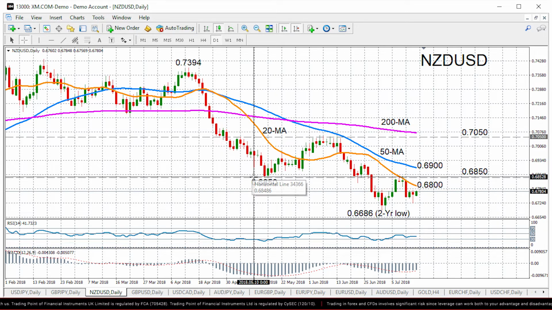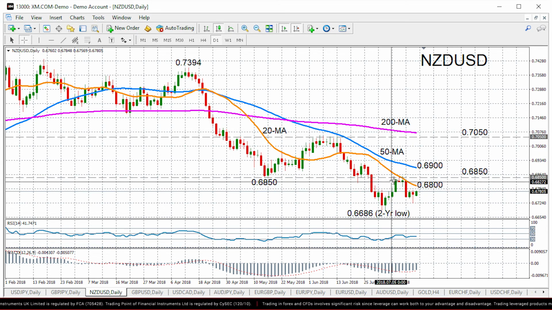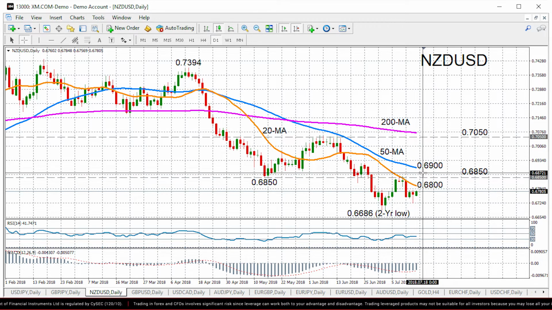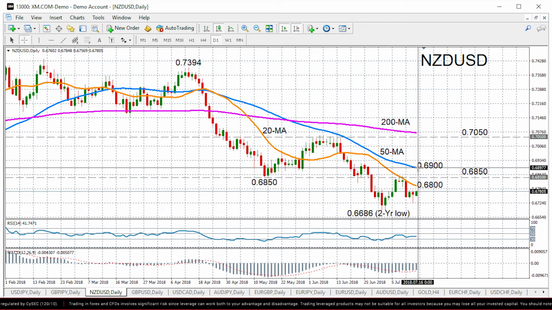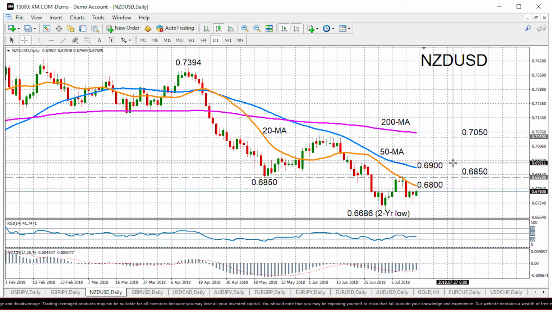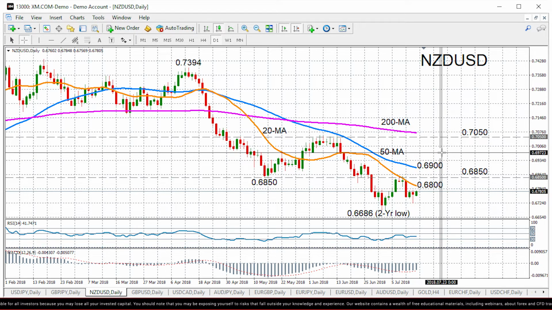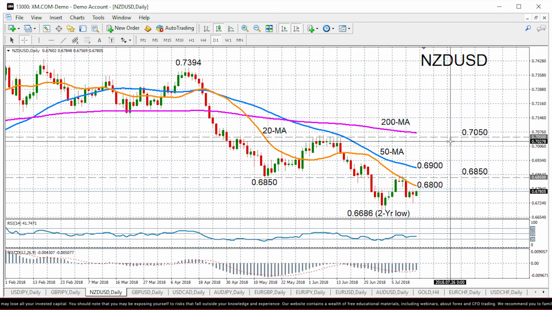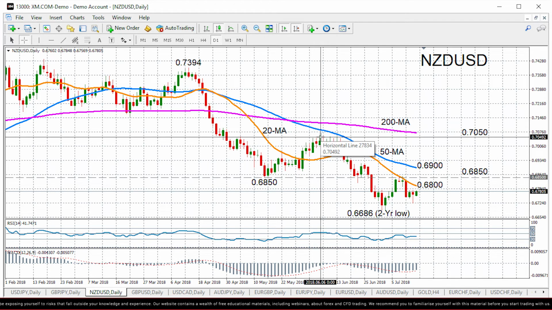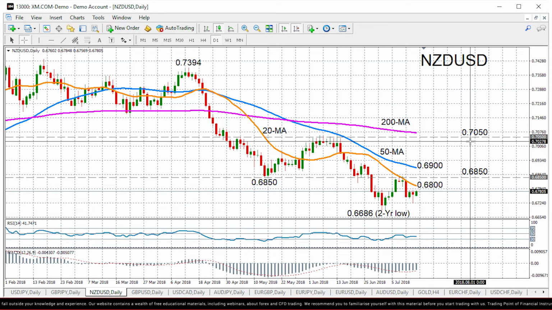We can see that level has acted as both support and resistance in the past, and a break above that resistance level could then see prices aiming for the 50-day moving average around the 0.69 handle. If prices were to manage to break above that, we would then see the near-term bias turning bullish, and potentially opening the way towards that strong resistance we saw back in early June around 0.7050.